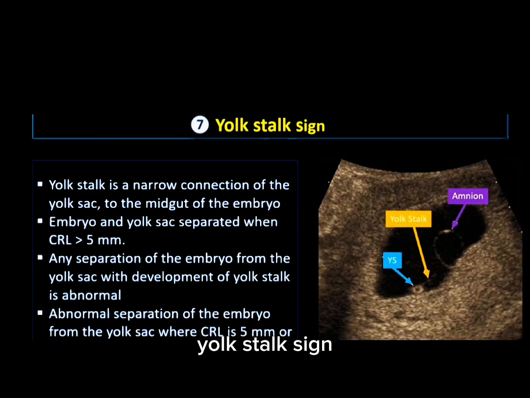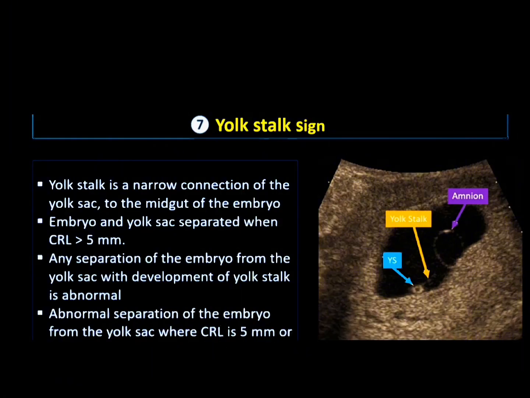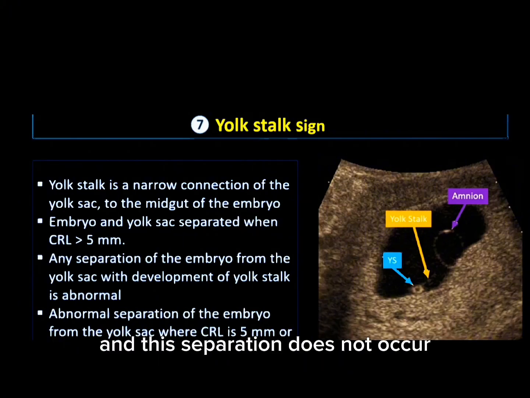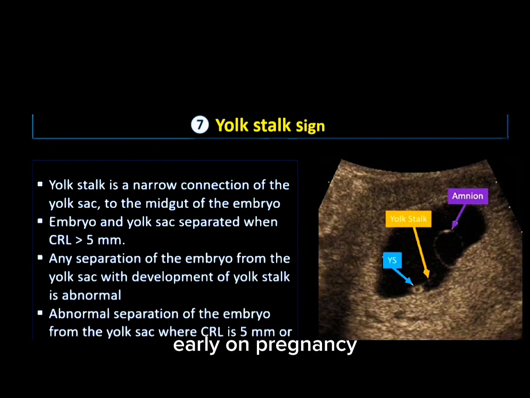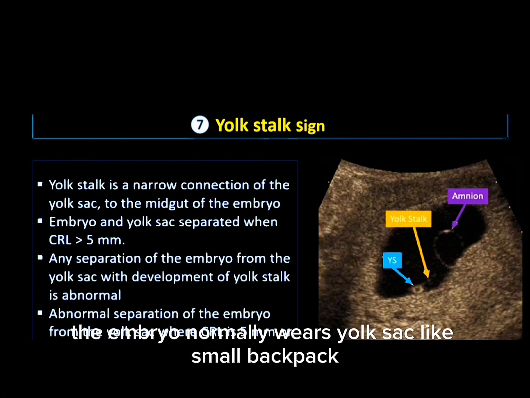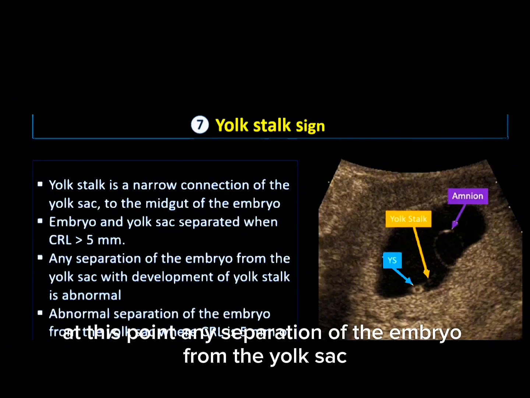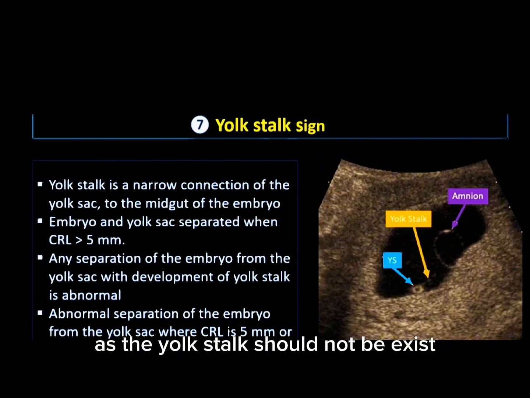Yolk stalk sign. Normally, the yolk stalk is a narrow connection of the yolk sac to the midgut of the embryo. It is best seen when the embryo and yolk sac become separated, and this separation does not occur until the crown rump length is greater than 5 mm. Early in pregnancy, the embryo normally wears the yolk sac like a small backpack. At this point, any separation of the embryo from the yolk sac with development of a yolk stalk is abnormal, as the yolk stalk should not exist.